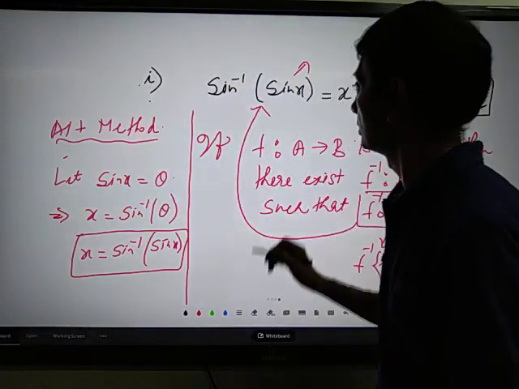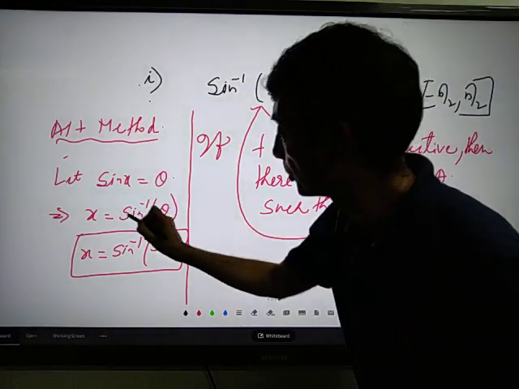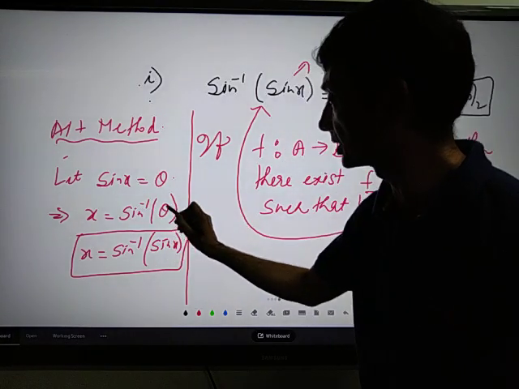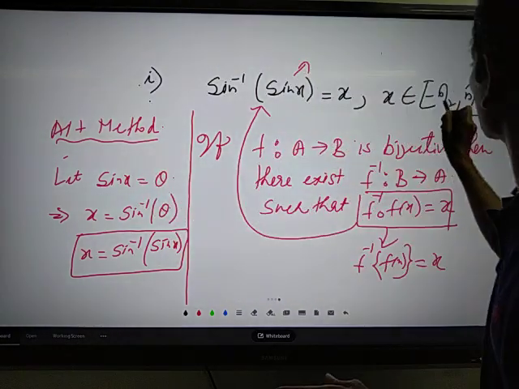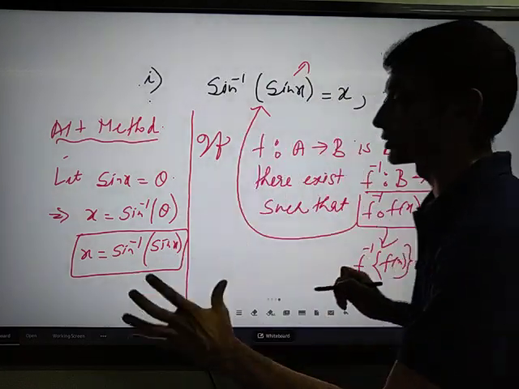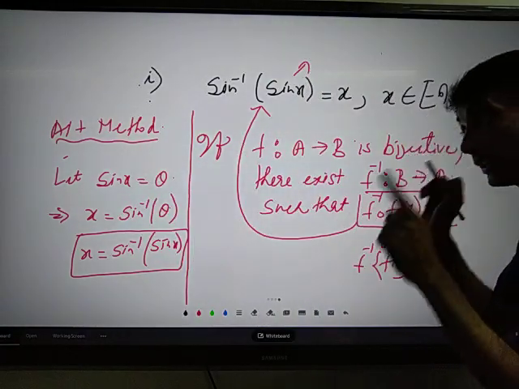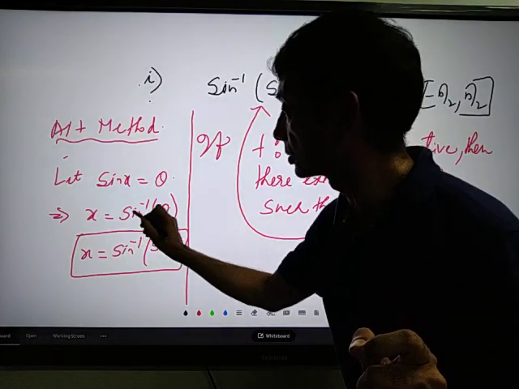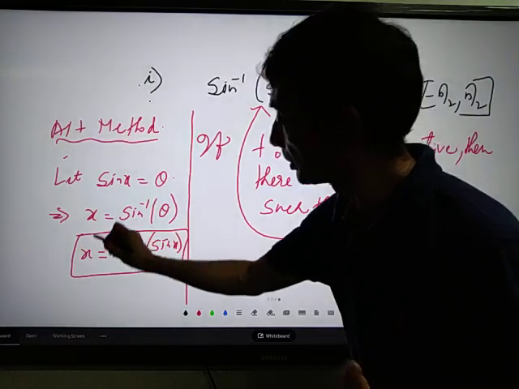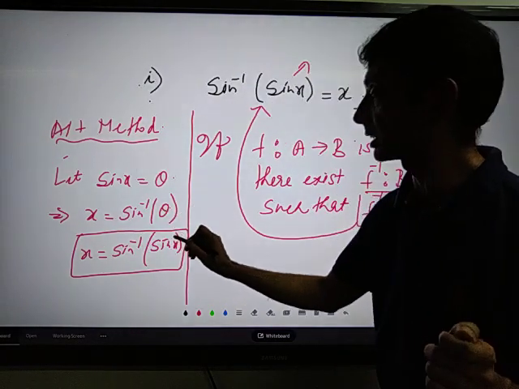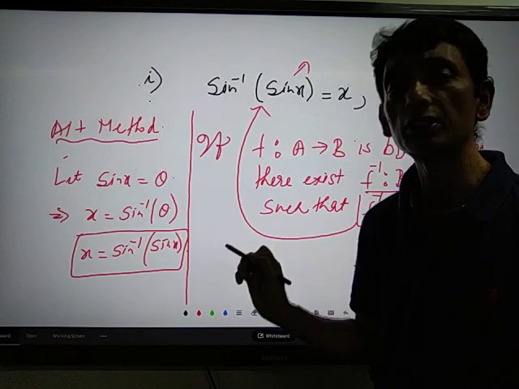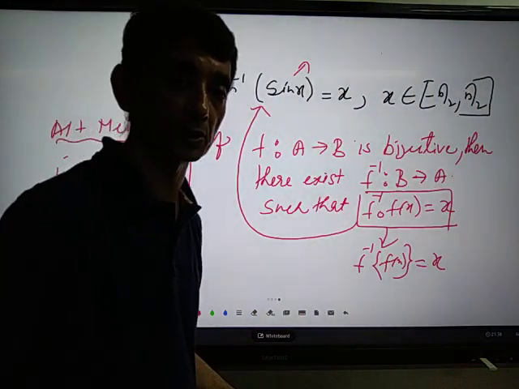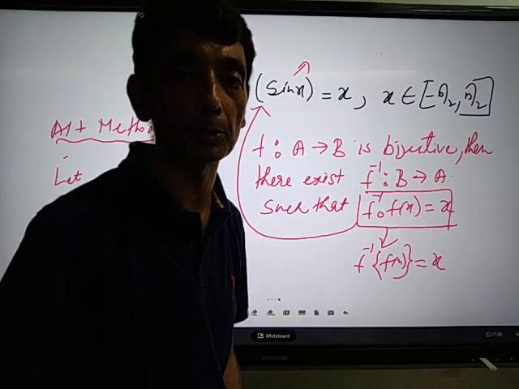What we have done is just assume sine x equal to theta, but the most interesting fact is why x is equal to sine inverse theta. We know that x is belonging to minus pi by 2 to pi by 2. That means we are restricting the domain to minus pi by 2 to pi by 2, and therefore sine x is a bijective function, and you are in a position to write x is equal to sine inverse theta. Replace theta by sine x. Hence it's proved.